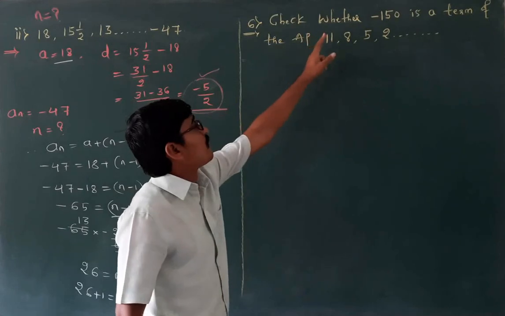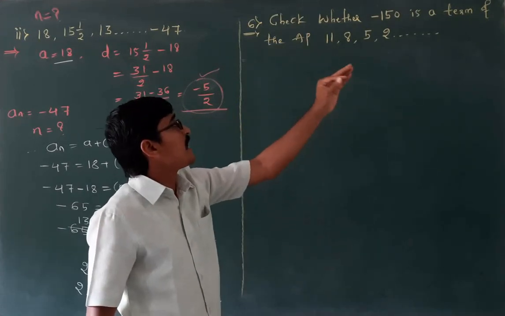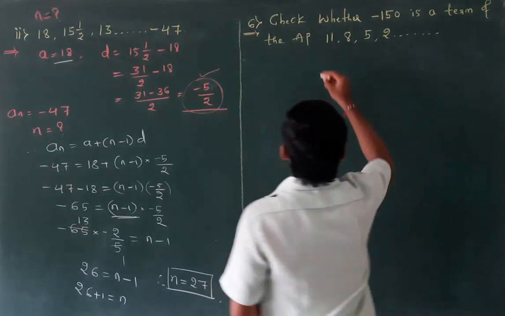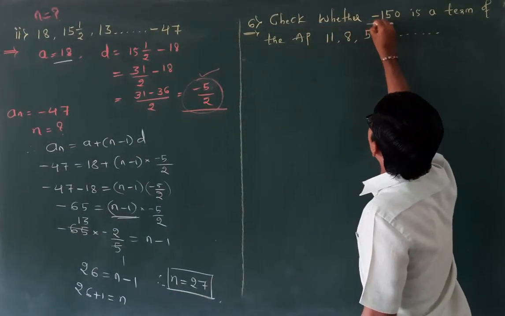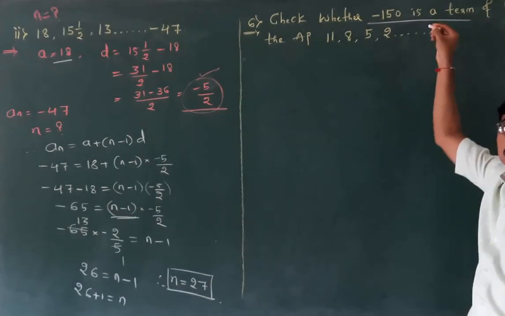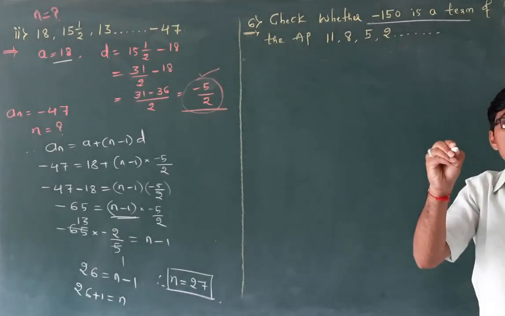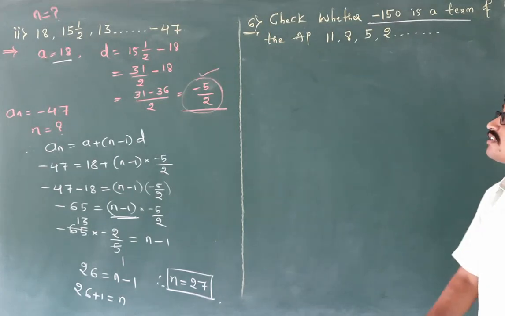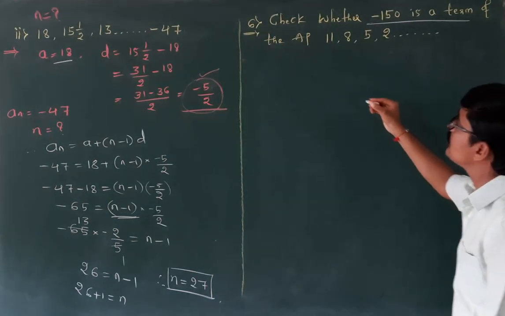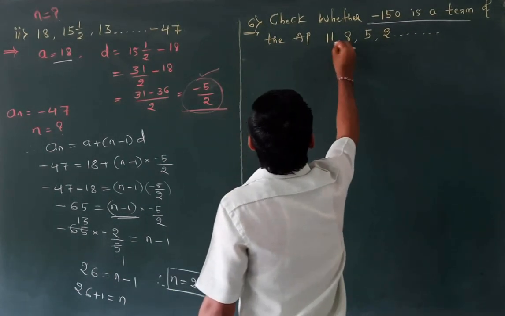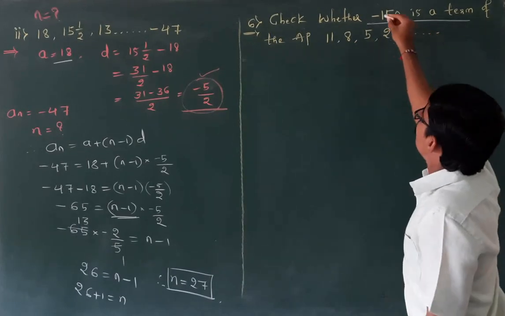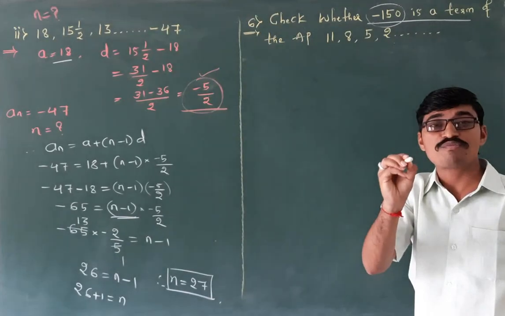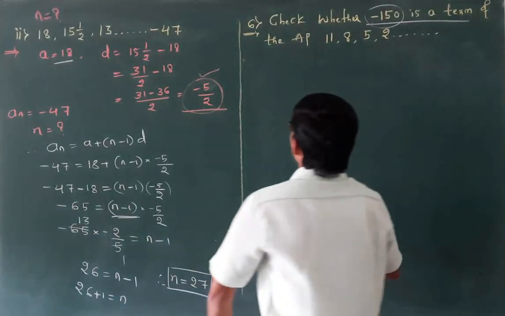Check whether minus 150 is a term of the AP. Here the question is whether minus 150 is a term or not. So indirectly n is asked, the number of terms, n is question mark. What is given here in the AP? 11, 8, 5, up to minus 150. So here minus 150 is the nth term of the AP.